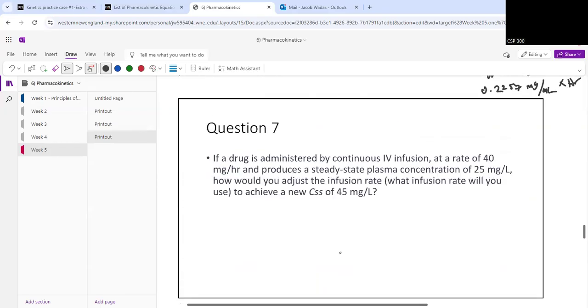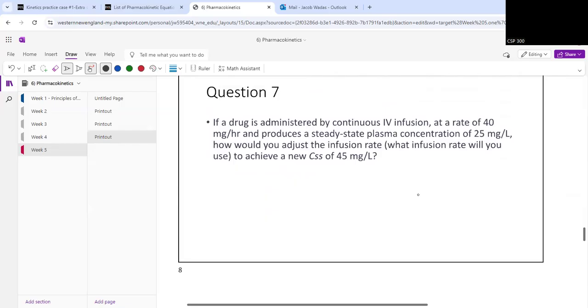All right, two more questions, guys. Question number 7: if a drug is administered by continuous IV infusion at a rate of 40 milligrams per hour and produces a steady state plasma concentration of 25 milligrams per liter, how would you adjust the infusion rate to achieve a new steady state of 45 milligrams per liter? So if you look at the equation sheet, how do you think K0 and CSS are related? Inverse or direct? Direct? Yes.